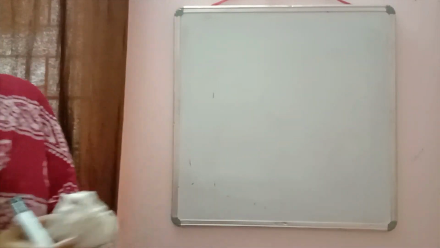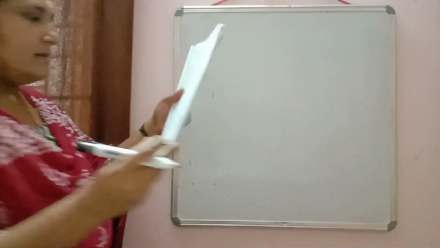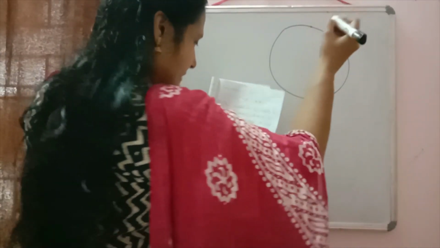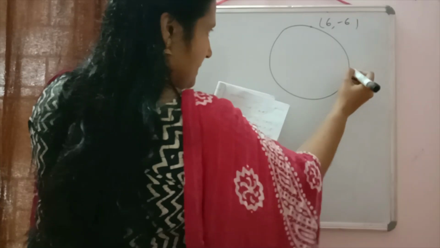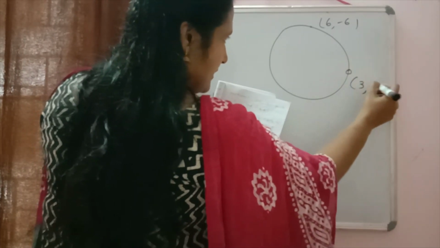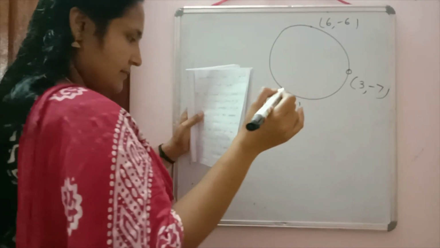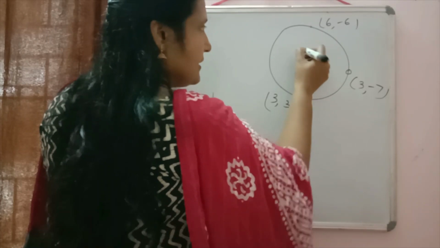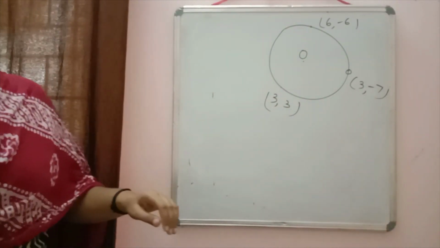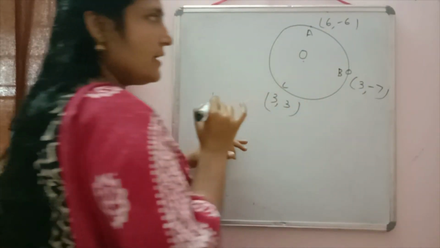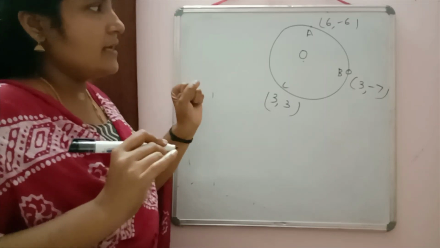Next question is, find the center of the circle passing through the given points. 3 points are given, passing through the points 6 comma minus 6, 3 comma minus 7 and 3 comma 3. We have to find the center of the circle. So is any relation there in these 3 points? Suppose I am taking them as A, B and C. Any relation you are observing here in the diagram?